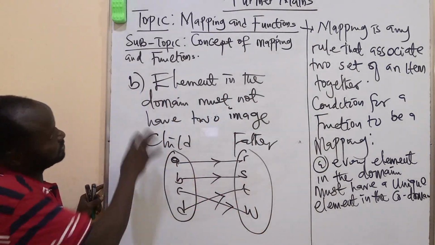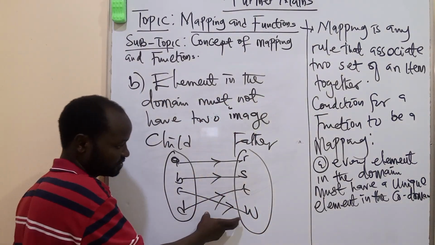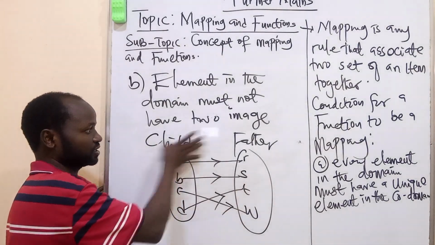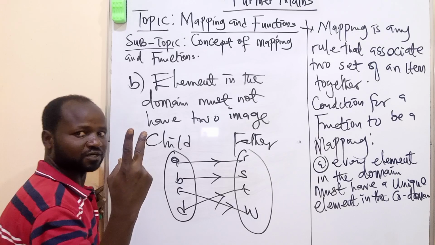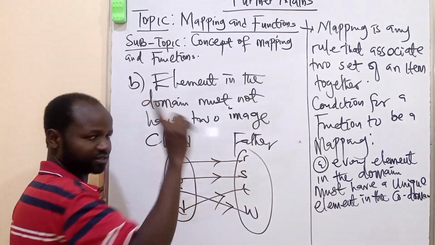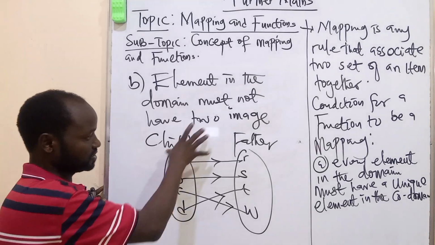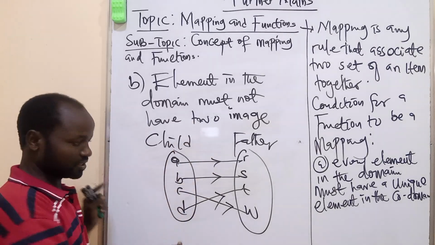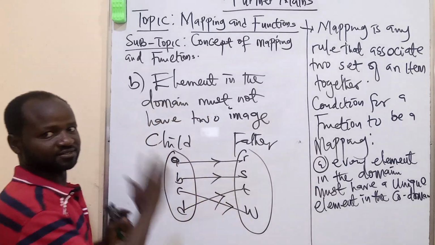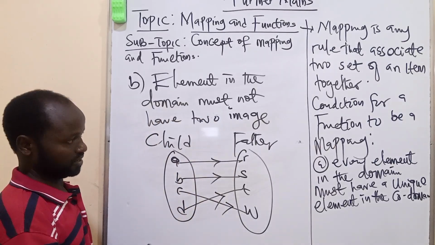So as I was explaining function, this is a function and this is a mapping. Biologically speaking, no child can have two fathers. A father to a child, a father to a child. That is what we mean by a function. And this is one-to-one mapping. This is a function and this is a mapping as well.